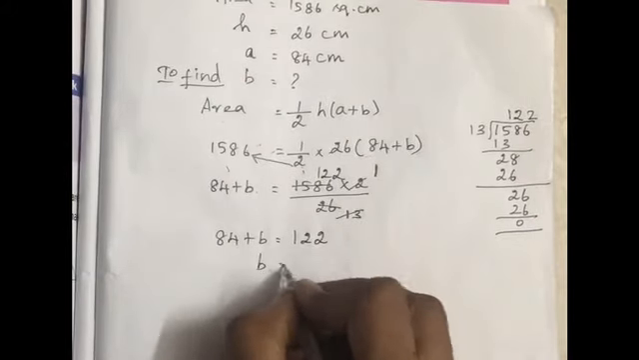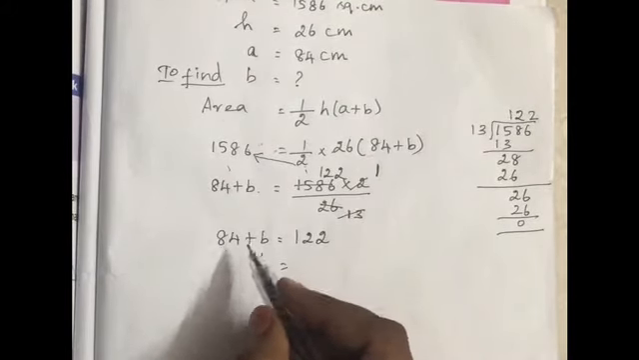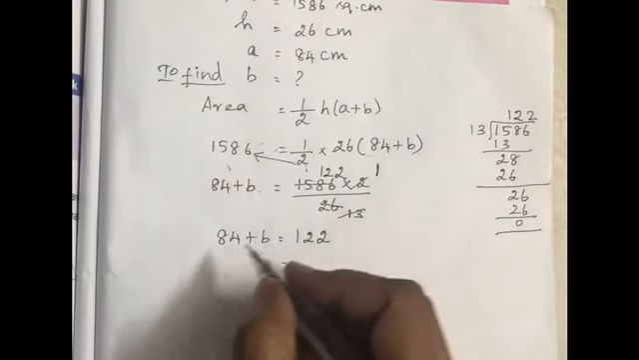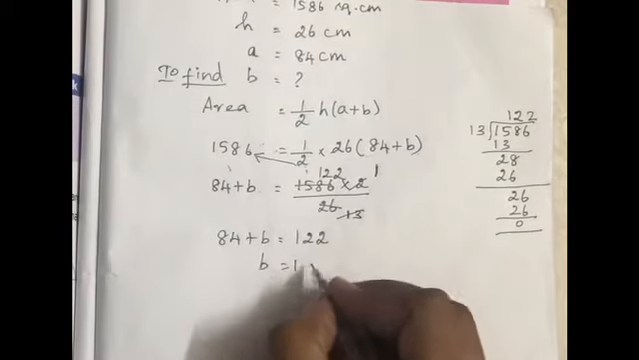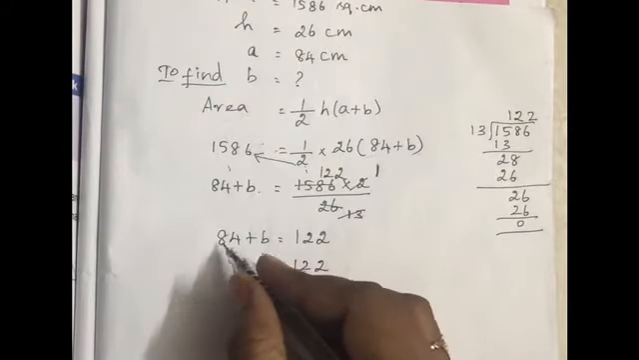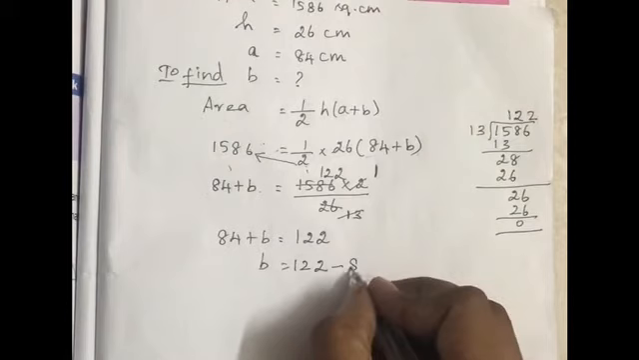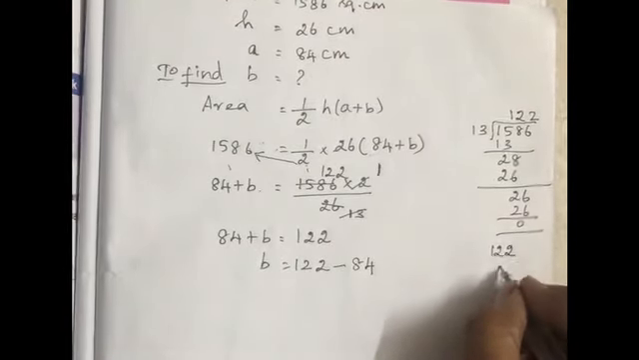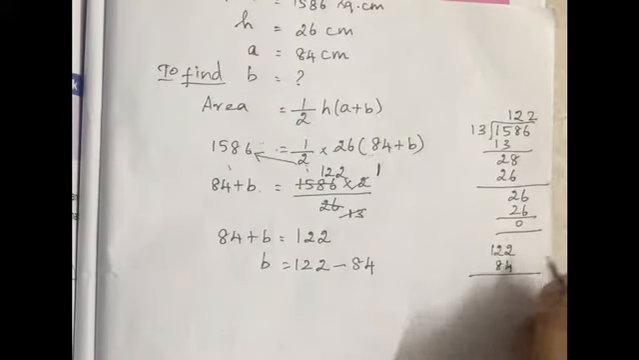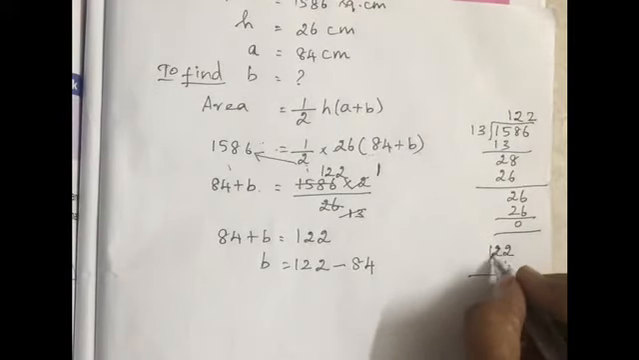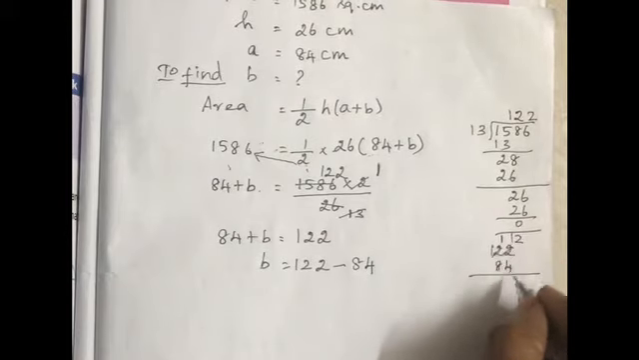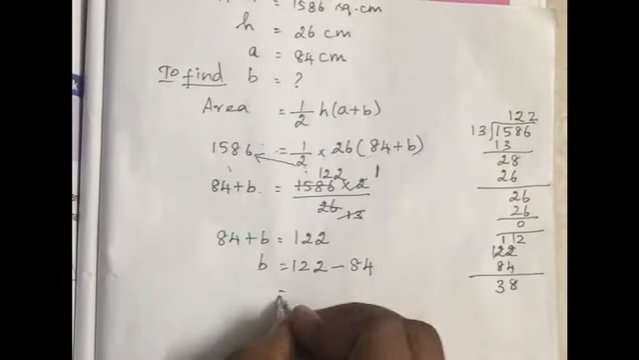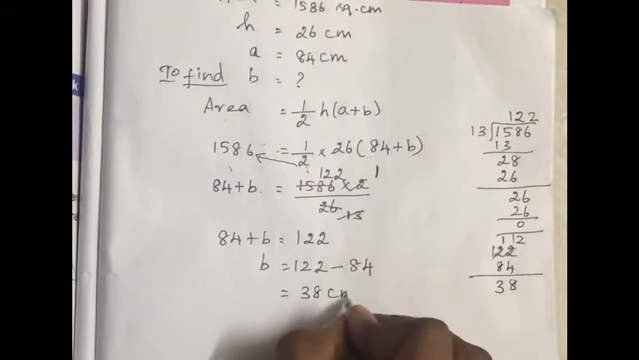So, B is equal to, here it is a positive number plus, while coming to the opposite side it will become subtraction. Okay, addition will become subtraction while moving to the other side. So, 122, the plus 84 will come as minus 84 there. Okay, 122 minus 84. If we subtract, what will become? 12 minus 4... borrowing 1, 12 minus 4 is 8. 11 minus 8 is 3. It's equal to 38 centimeters.